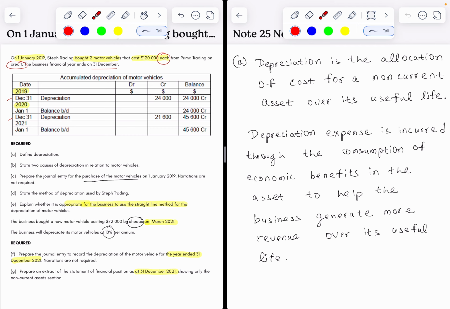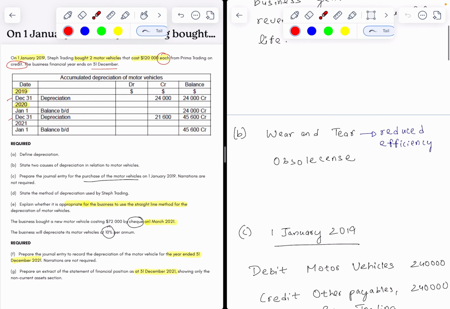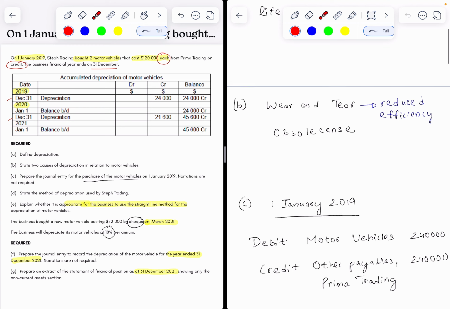Now, what about part B? State two causes of depreciation in relation to motor vehicles. Now, motor vehicles are something that we may regularly use in the earlier years of usage, and therefore it will go through wear and tear, and that would lead to a reduced efficiency in the later years, all right? Another thing to look for is obsolescence.